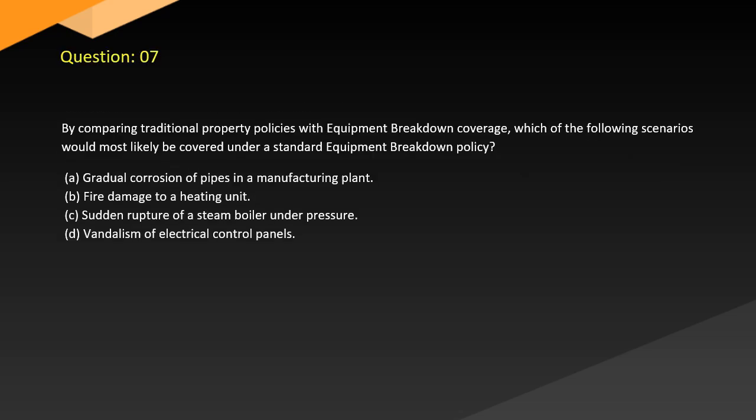Question 7. By comparing traditional property policies with equipment breakdown coverage, which of the following scenarios would most likely be covered under a standard equipment breakdown policy? A. Gradual corrosion of pipes in a manufacturing plant. B. Fire damage to a heating unit. C. Sudden rupture of a steam boiler under pressure. D. Vandalism of electrical control panels.